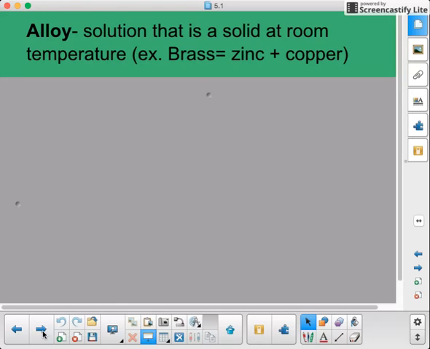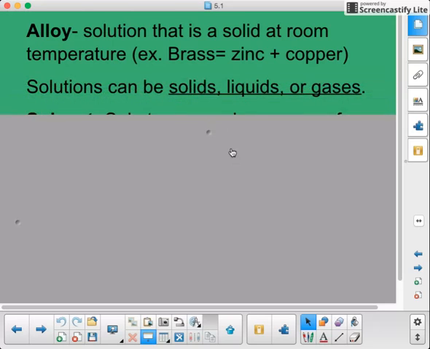We started the lesson by talking about alloys. An alloy is a solution that is a solid at room temperature. One example is brass. If you play a brass instrument, like trumpet or tuba, your instrument is a combination of zinc and copper that were heated past their melting points, mixed together, and then when they cooled, you have the sort of yellowish metal that makes up your instrument.